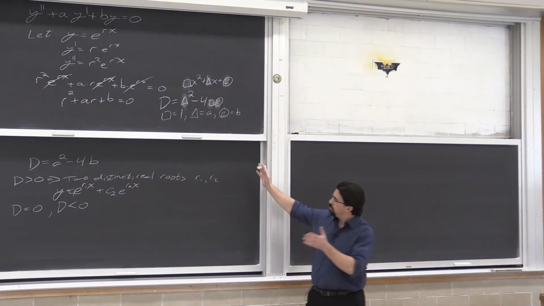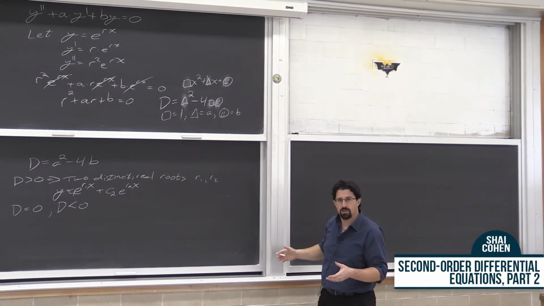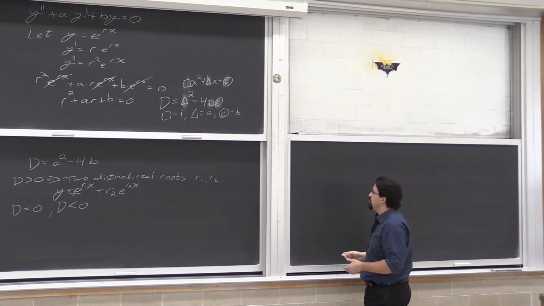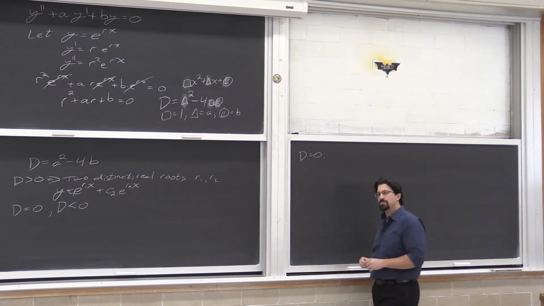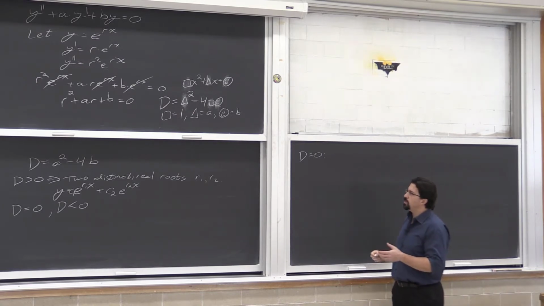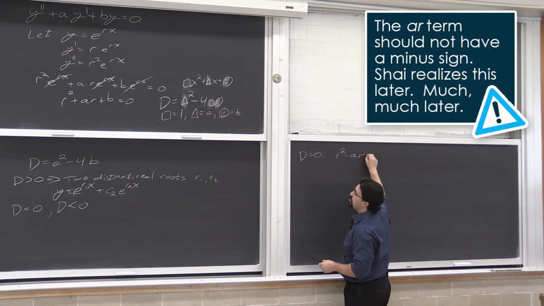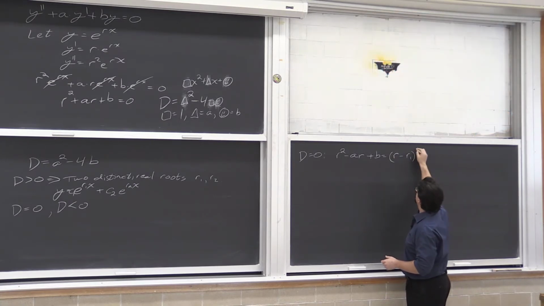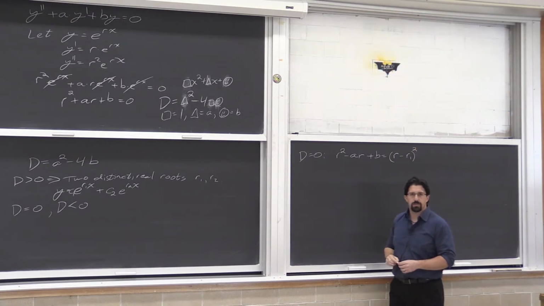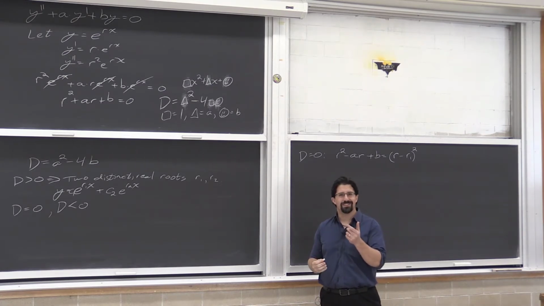All right, so we have the very first case for what to do when we're trying to solve this type of a differential equation. Let's look at the other two cases. D is equal to 0. When D is equal to 0, what we get is a repeated root, meaning that r squared minus ar plus b is going to be equal to r minus some value squared. All right? We have our two roots, but they're identical.